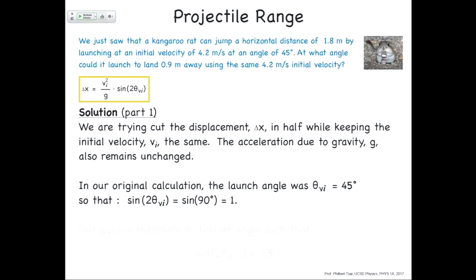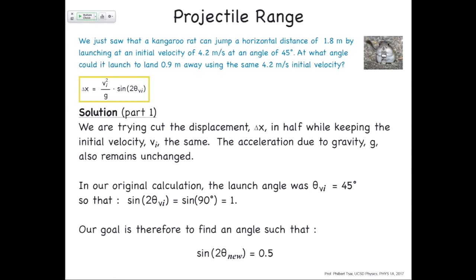Because of the 2 theta, it's not so easy to grasp, so think about that for a moment. We're just saying that this whole thing is constant, and I want to cut this in half, so this whole thing has to drop to half. So sine of 2 theta new, instead of being 1, which is what it was when it was 45 degrees, now has to be 0.5. So our goal is just to find the angle where sine of this new theta is equal to 0.5.